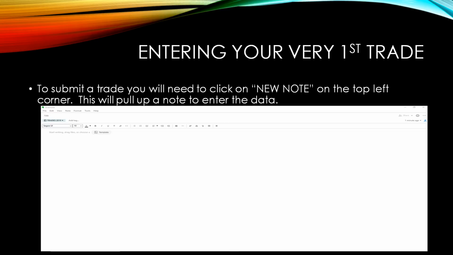Entering your very first trade. To submit a trade, you will need to click on New Note on the top left corner. This will pull up a note to enter the data. So he's talking about right here. I hope you guys can all see that.